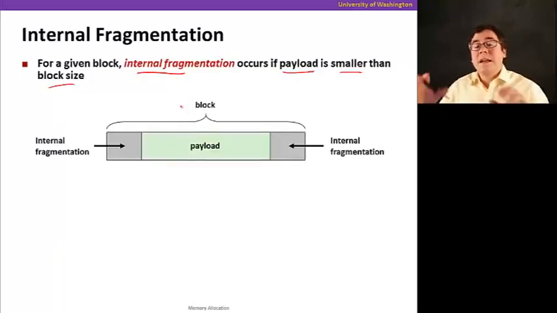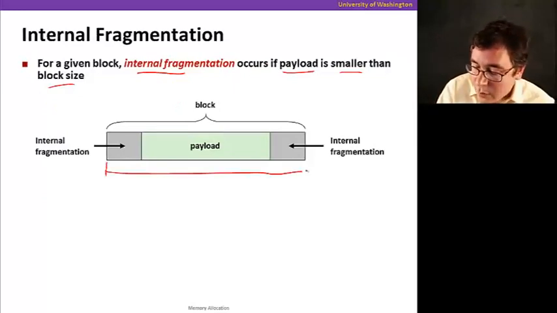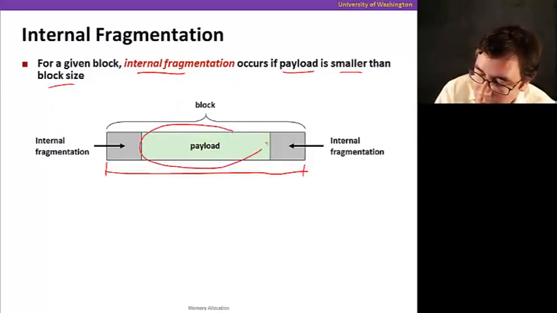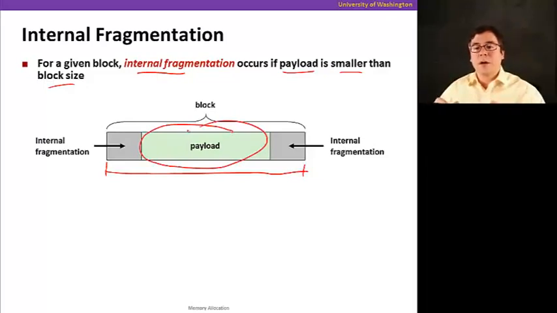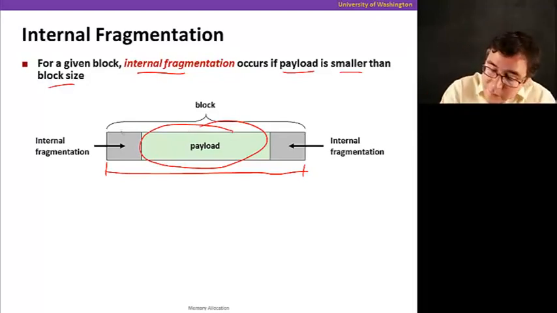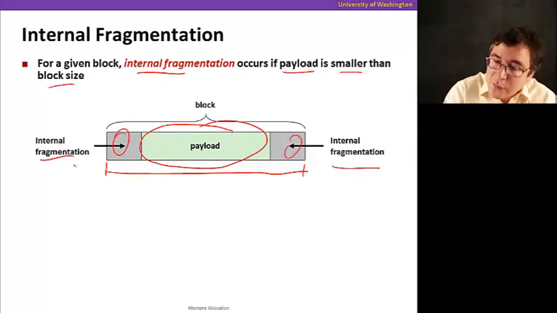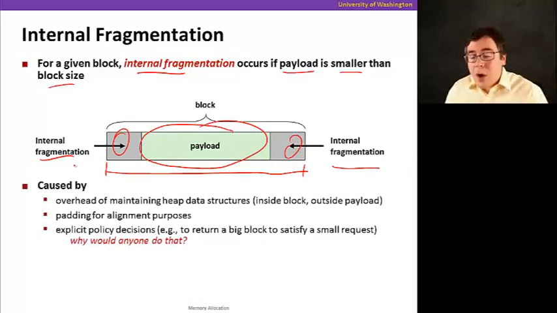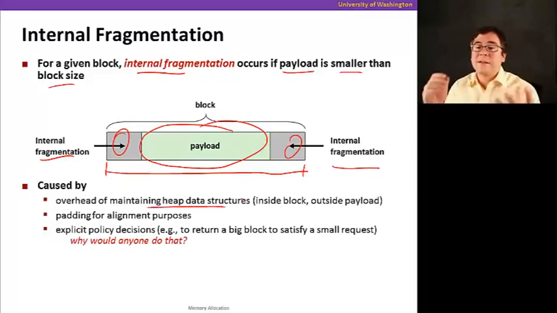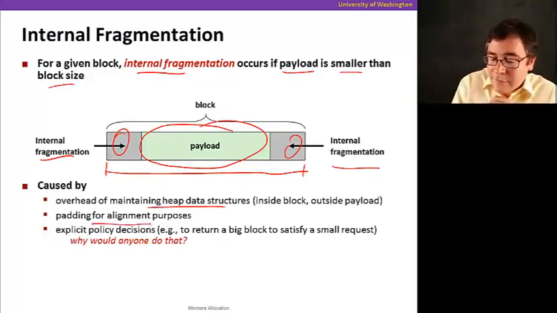Internal fragmentation is the fragmentation within a block. For example, here's our block, and the actual payload is just a part of this block. The payload is what's useful to the application, and it's smaller than the block size. All of these parts that are not useful are the source of internal fragmentation. This is caused by the space overhead of maintaining the heap data structures, like markers for whether the block is free or not, pointers among the blocks, and so on. Also, the padding for alignment purposes.